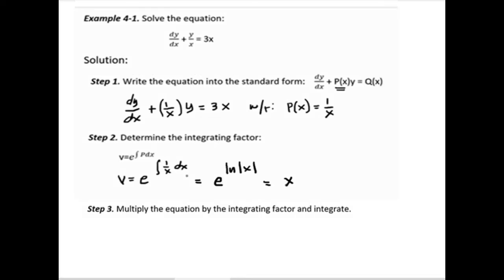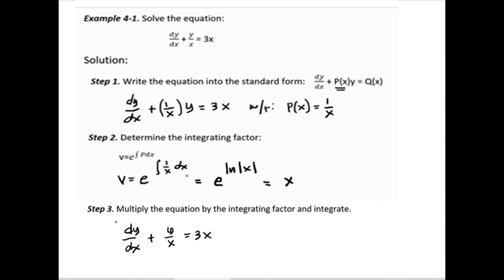Then step 3, we are going to multiply the equation by the integrating factor. We can use either this form or the given equation. And this time, I'm going to use the given equation. We have dy over dx plus y over x is equal to 3x.